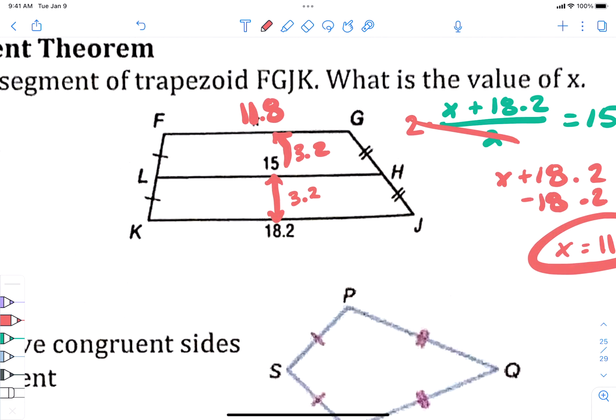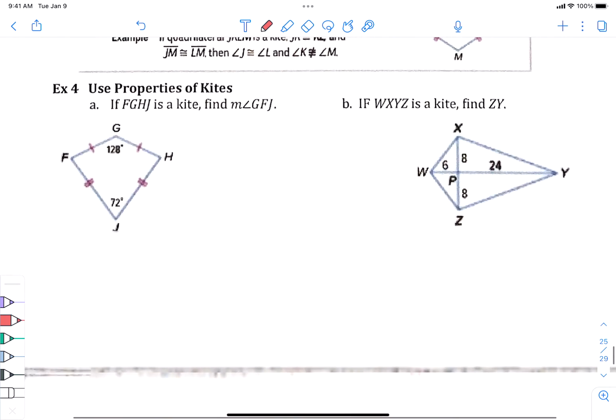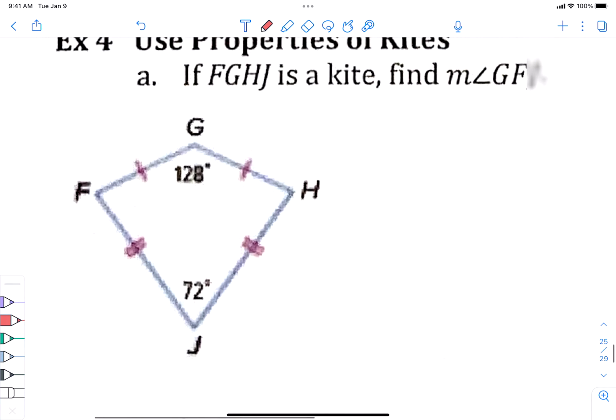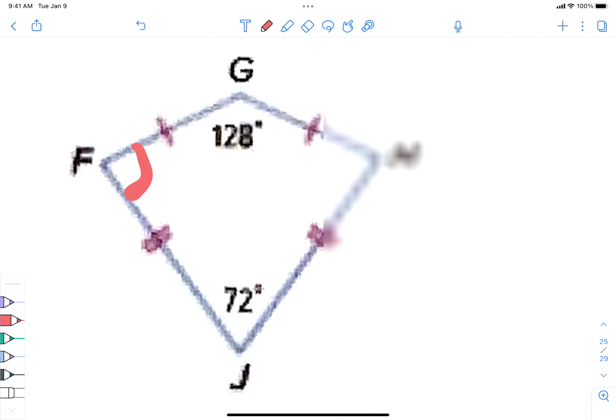Okay? All right, we're going to talk kites quick, and we're going to do some examples of kites, and then we'll be done. A, this thing is a kite, they tell us. They want us to find the measure of GFJ, which is this angle right here on the left. What do we know about him? GFJ, this angle right here. Yeah, he's congruent to the one on the right, right? So those two are the same.